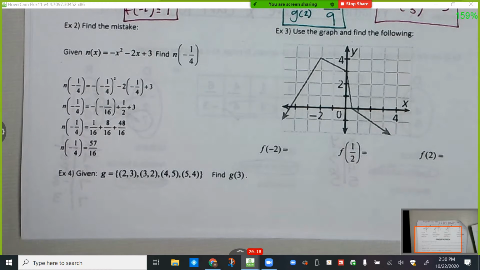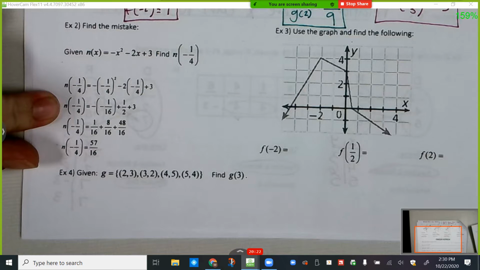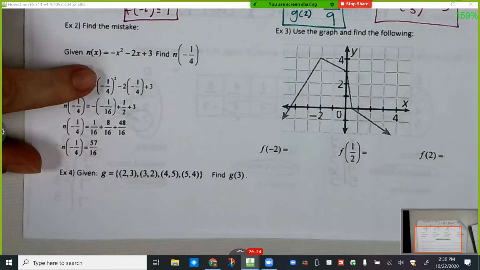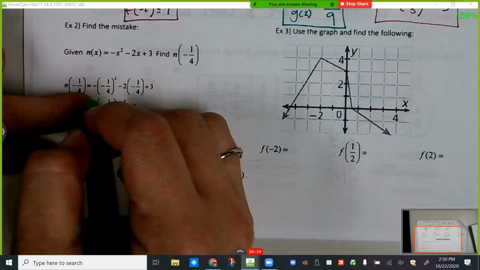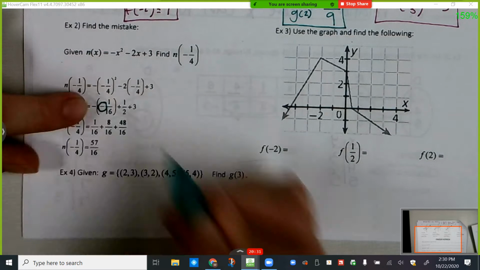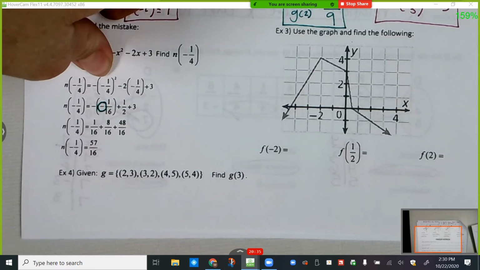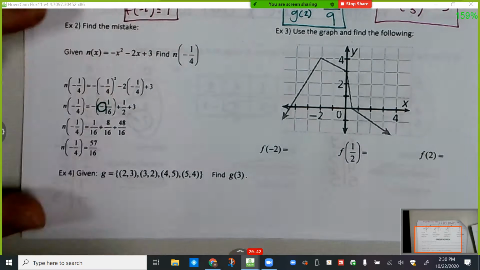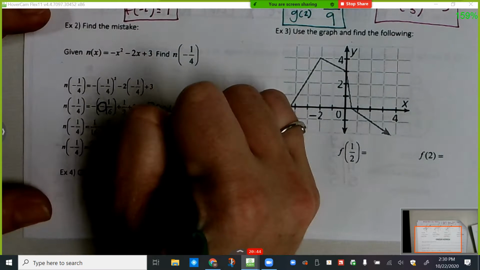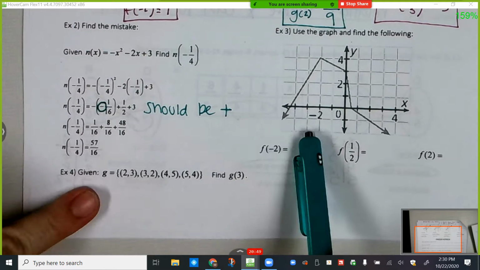Where? I think it's in the second question, right? Is it the part where you multiply negative? No, wait. It's this negative right here. What's a negative squared? Well, isn't that just a negative times a negative? Yes. So it should have been positive, but they kept it negative. So right there is our mistake. So it should be positive.